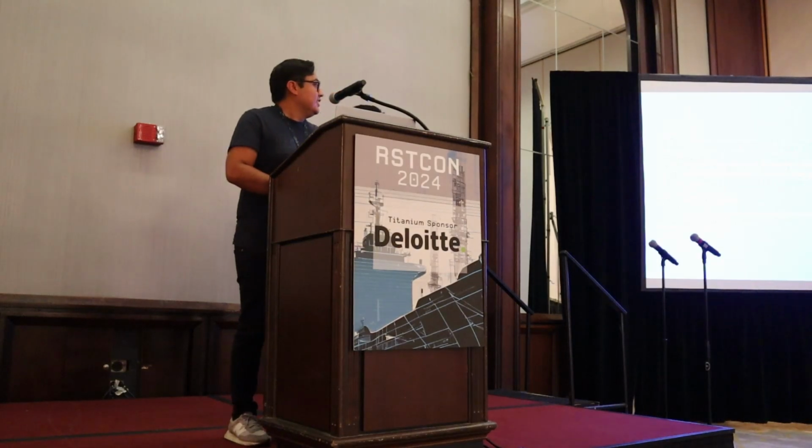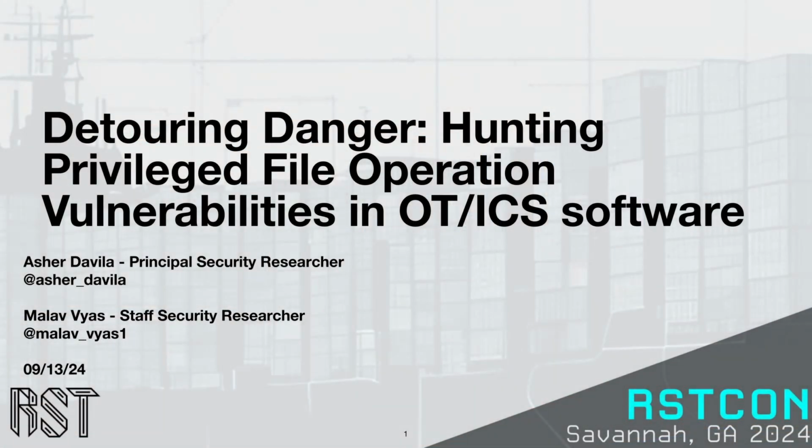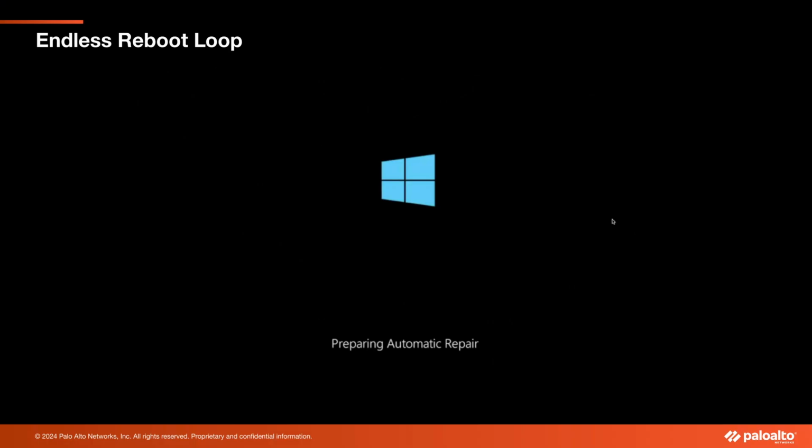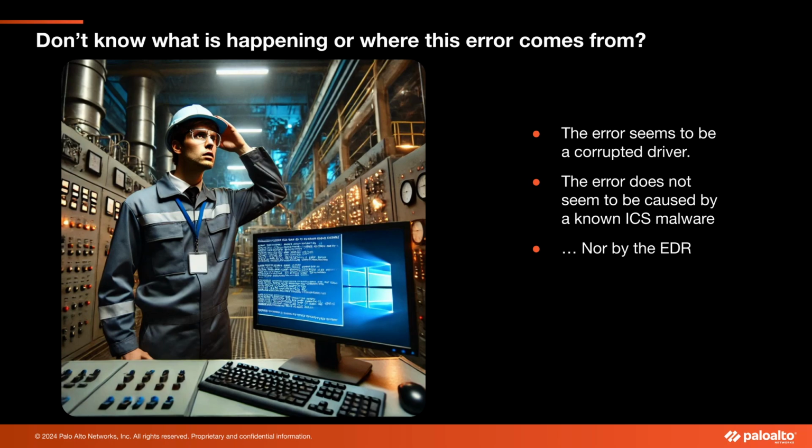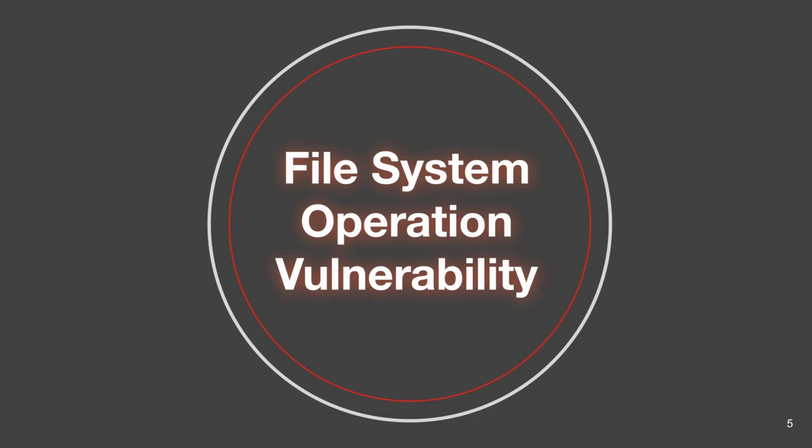Hello, everyone. So imagine you're the field engineer, and you turn on your computer and you find this, right? It goes into an endless reboot loop. You don't know what is going on. So what happens? The error seems not to be a corrupted driver. It doesn't seem to be any ICS known malware, nor an EDR. But instead it's a file system operation vulnerability. So what is that?